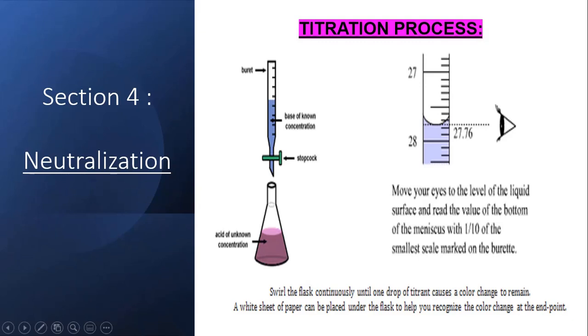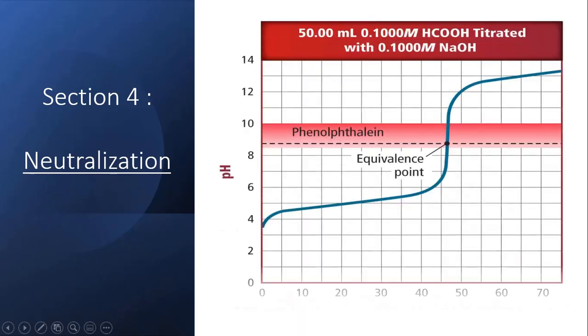Swirl the flask continuously until one drop of the titrant causes a color change to remain. A white sheet of paper can be placed, so you can put sometimes a white paper below this flask so you can see that it's white or colorless or pink or whatever. Okay, so you can see this color clearly. Then you can determine the endpoint.